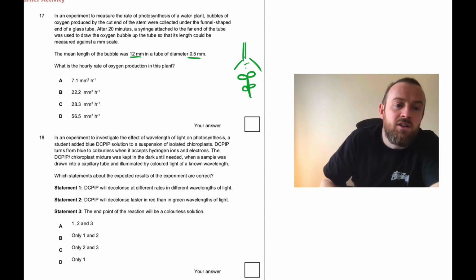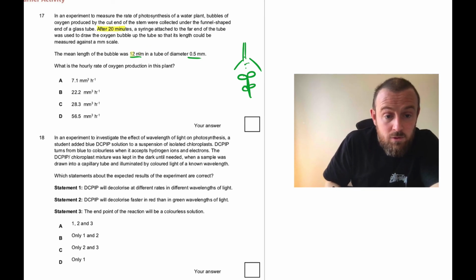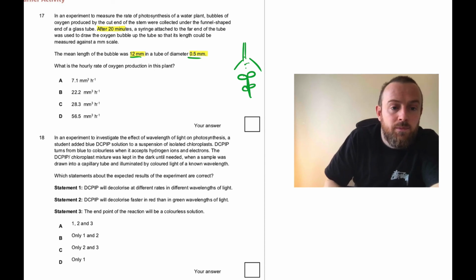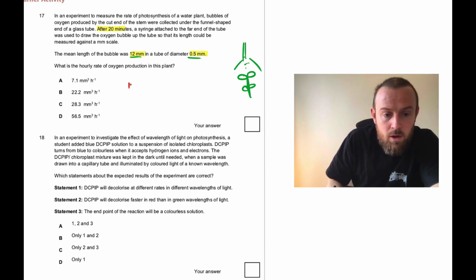Okay, there's loads of data here that we've got to pick out. First of all, 20 minutes. Second of all, 12 millimetres. Third of all, 0.5 millimetres. So what have we got to do? Well, we've got to use pi r squared L.